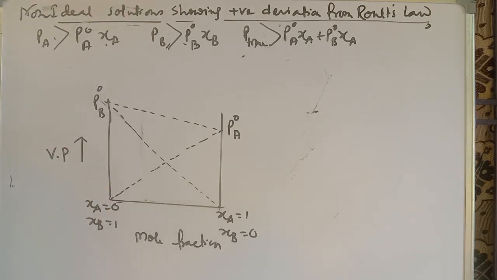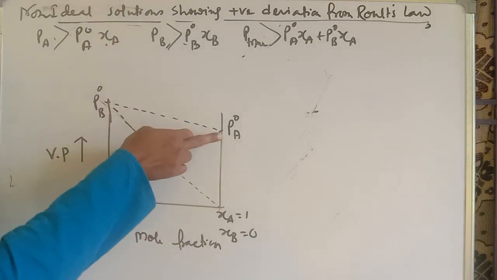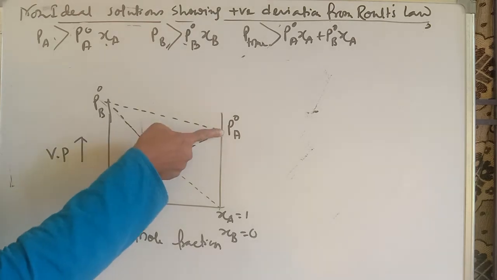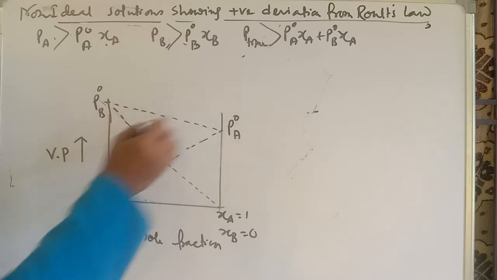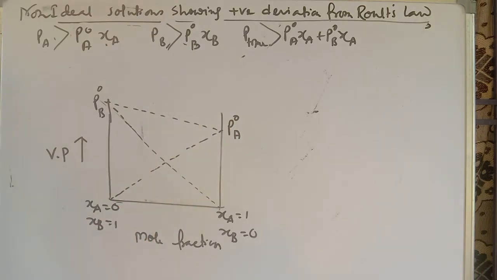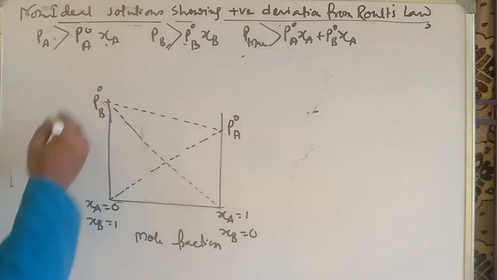One question may come into your mind: why is this line above this line? This point is above this point. This is due to the fact that solvent molecules are more than solute molecules in a solution. So solvent has higher vapor pressure. That is why the vapor pressure of B is more than the vapor pressure of A. Nothing else. Okay, now this is the case for ideal solution.